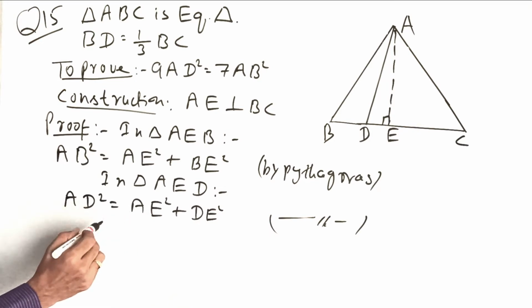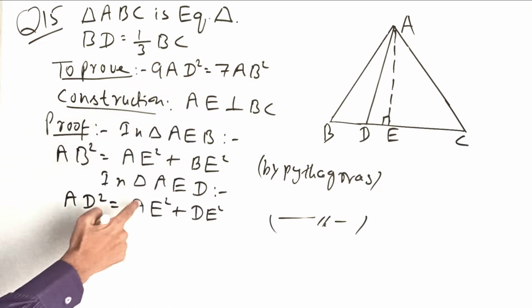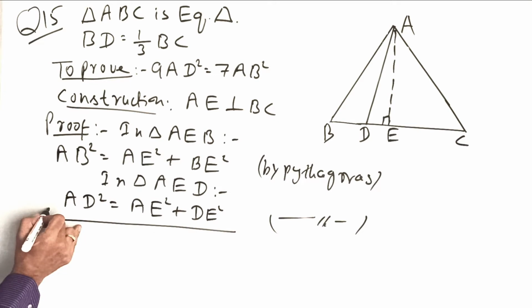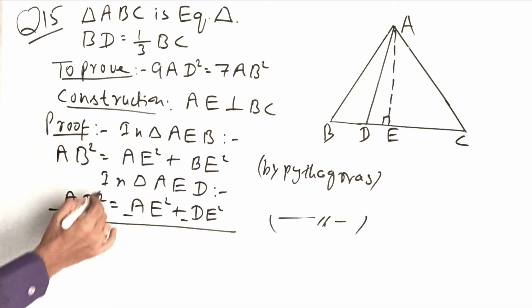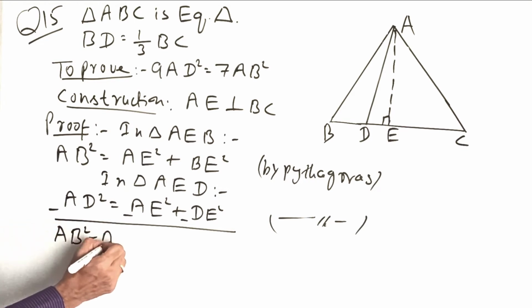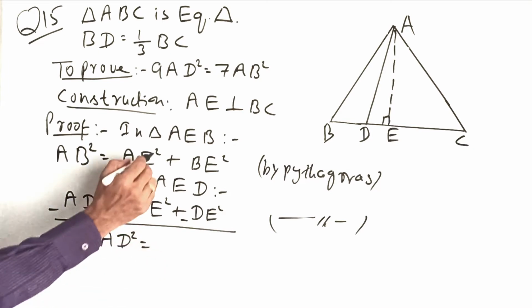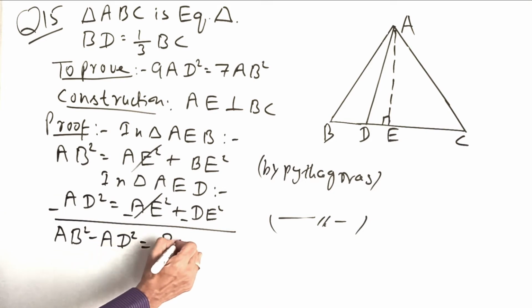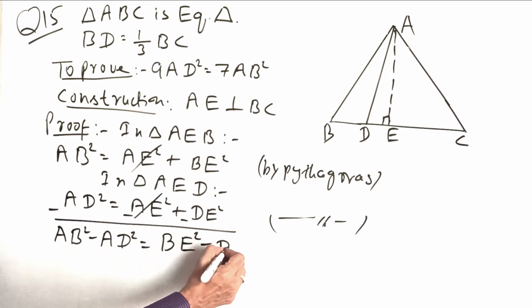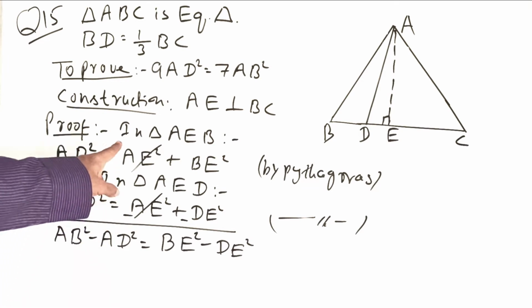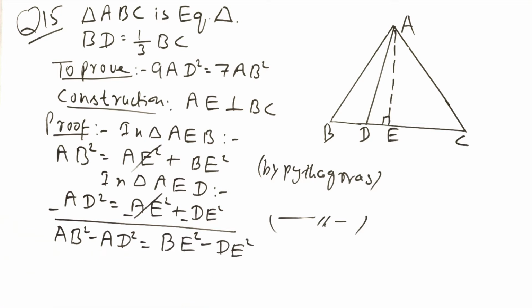Okay student, now listen, we need AD and AB only in square, but we don't need these all, so we should subtract. Whenever we don't need any quantity, we will subtract. So let us subtract AB square minus AD square is equal to, this AE square will cancel, and this will be BE square minus DE square. Okay student, we subtract here in order to eliminate most of the things we don't need. But now we have to eliminate BE and DE also.